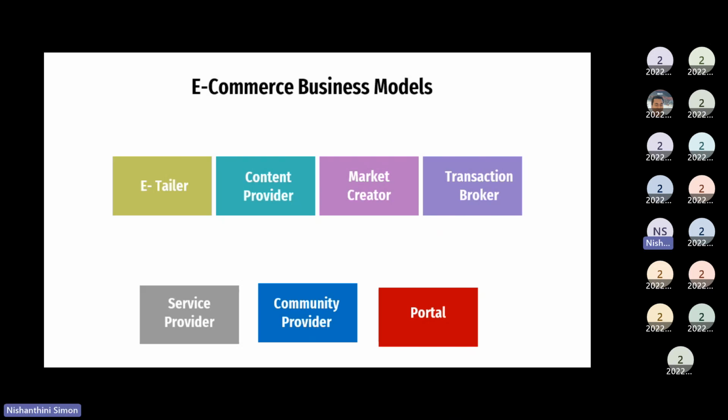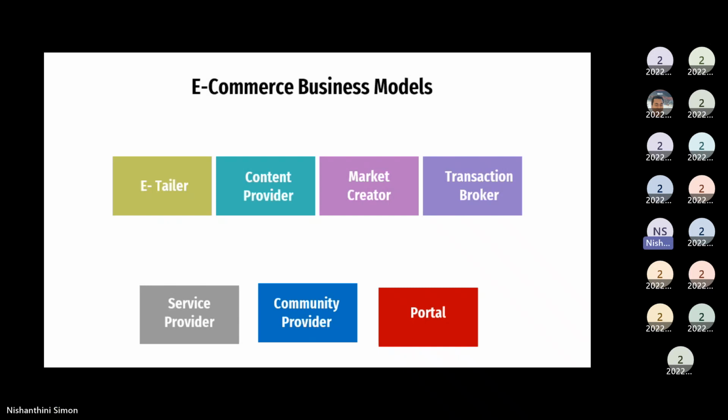The first one, e-tailer. Something similar to the retailer, where we have the physical retailers selling on an e-platform. So any examples for e-tailers, where we can just buy goods, products? Any examples? We are buying. E-tailer means retailers. Okay? So mostly into the products.